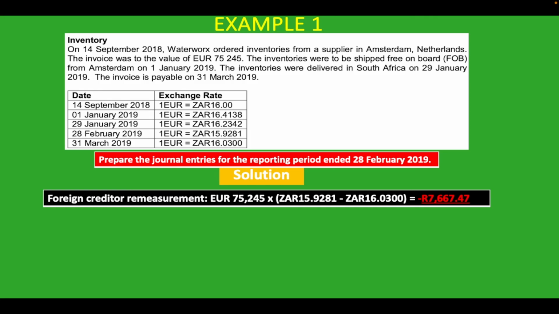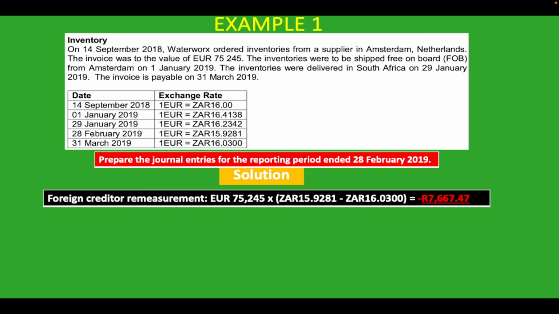I hope it's making sense, and I hope you can clearly see whether you've made a foreign exchange gain or a foreign exchange loss. It's always easy to identify it because you know whether you're paying more for every euro or you're paying less for every euro. If you're paying more, then it's a foreign exchange loss. So what are we going to do in this case?